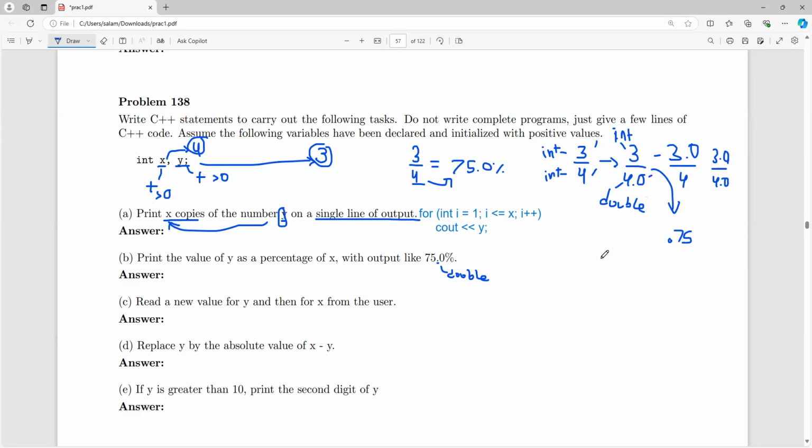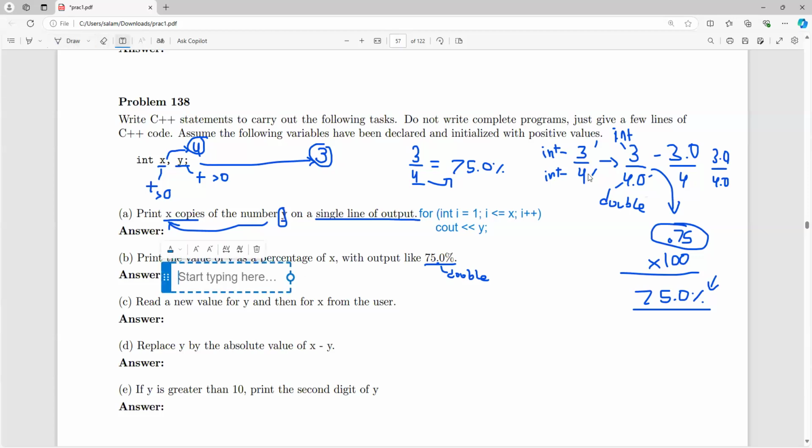Okay. So we got 0.75, but we want to return it as a percent. How do we go from 0.75 to 75.0? We multiply by 100, and we get 75. Because it is a double, this will always have a .0, and we just print out a percent sign afterwards. So how will we write that as code? We just do how we did it.